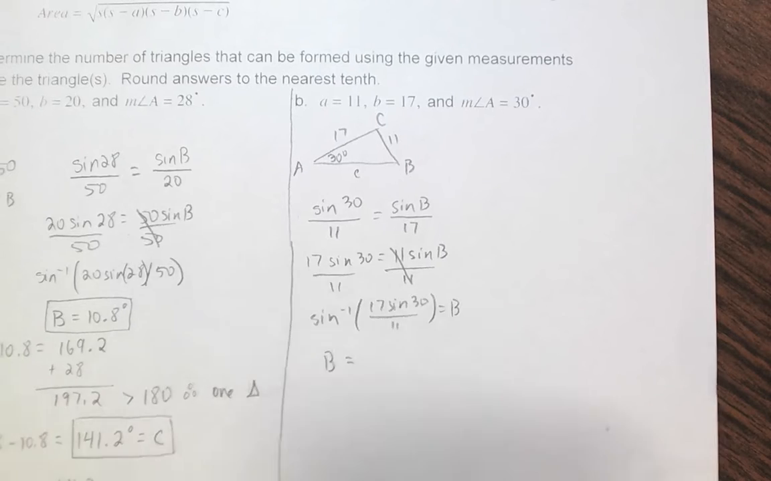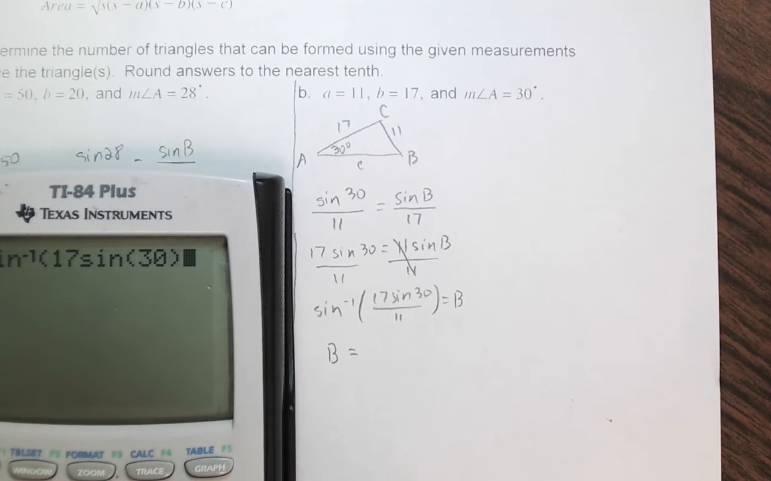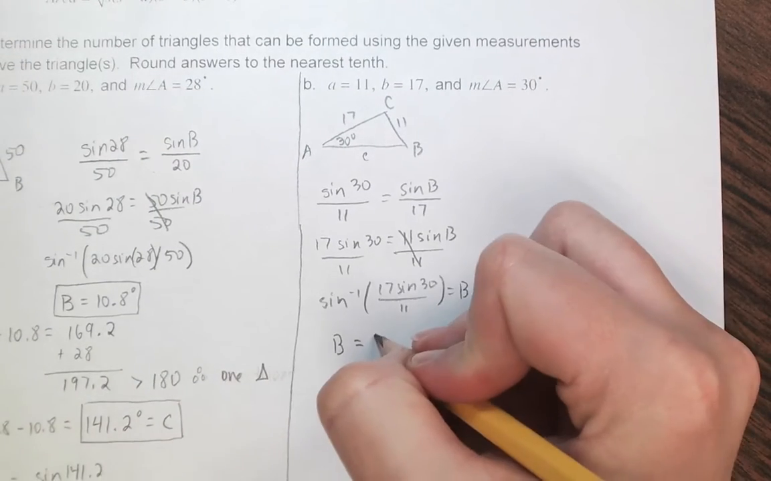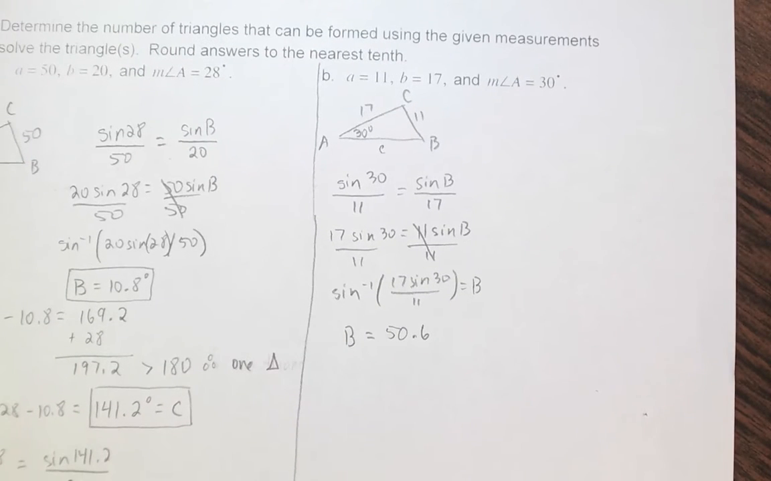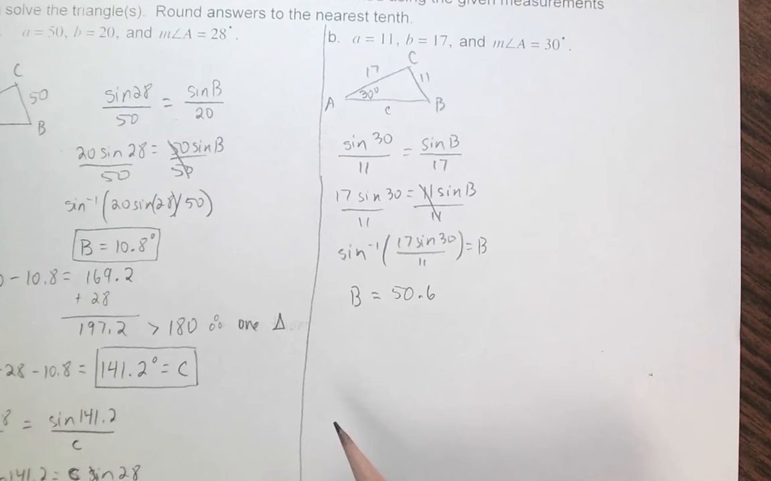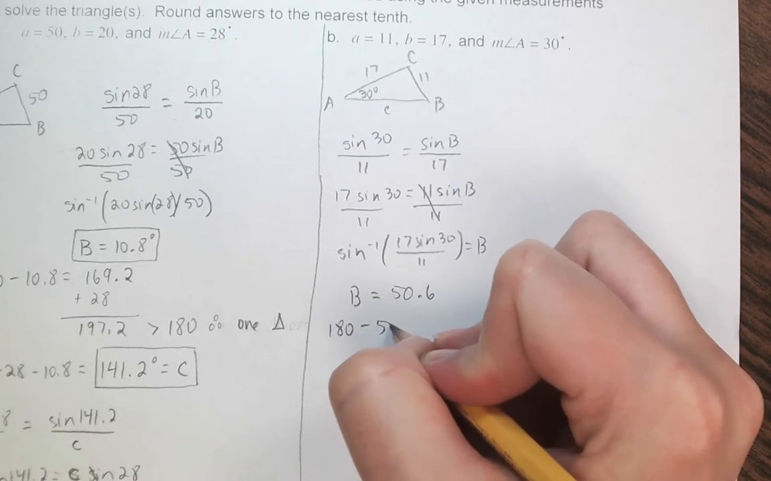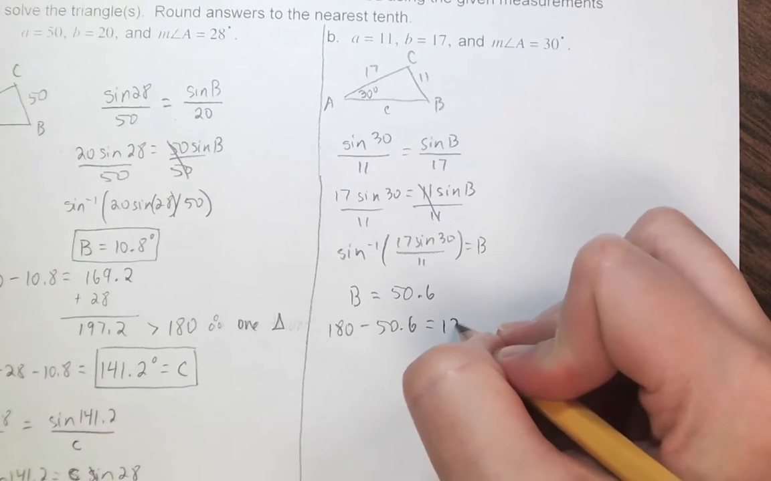And if we type all that in, you should get 50.6 for our first possible angle B. So this, I am now going to check and see if I can get another triangle from this. So I'm going to subtract that from 180. And that gives me 129.4.